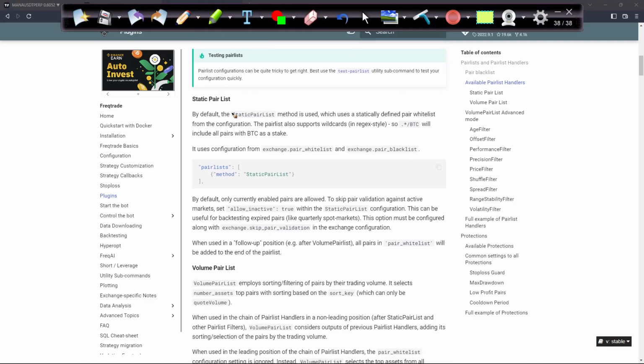Now we have the static pair list. First in the list, by default the static pair list method is used, which uses a statically defined pair whitelist from the configuration. The pair list also supports wildcards in regex style. So .*/BTC will include all pairs with BTC as a stake. It uses configuration from exchange.pair_whitelist and exchange.pair_blacklist.